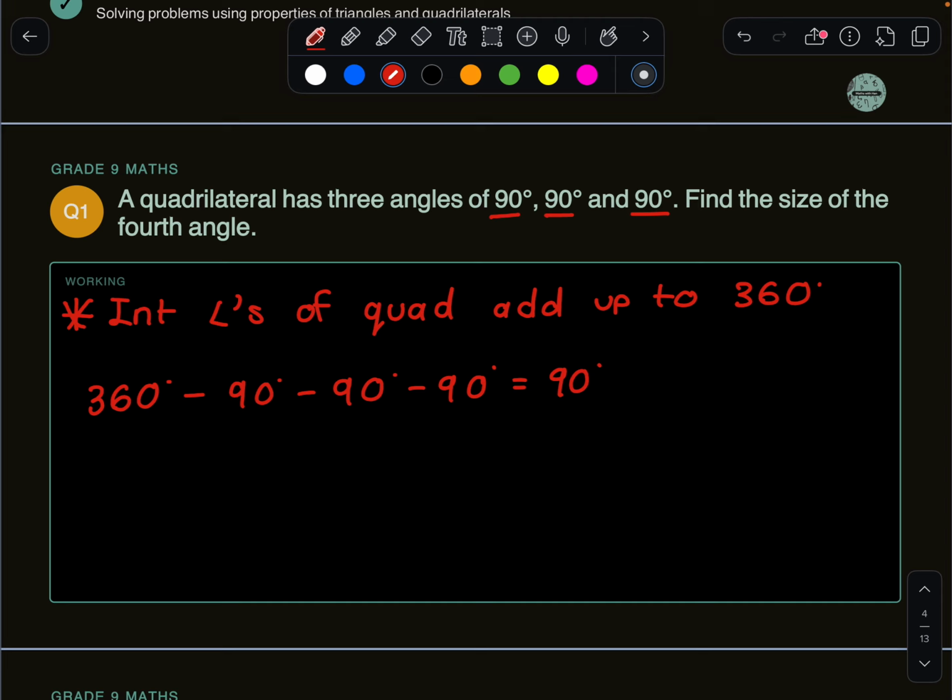But that's the kind of thing you're going to be looking at. They're going to give you a problem. You need to know a property of a quadrilateral. You need to know that angles add up to 360 degrees, so you can work out a missing angle.